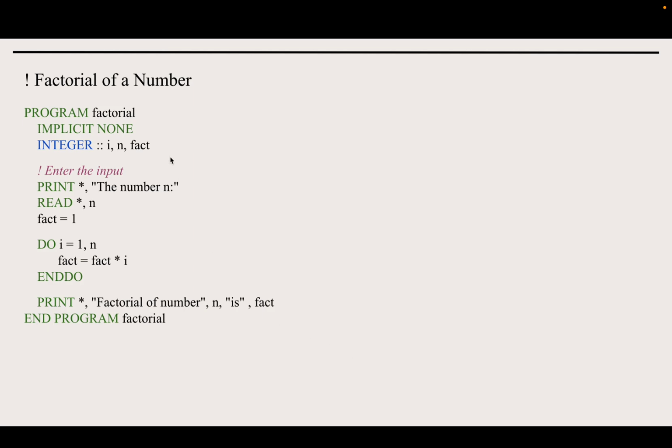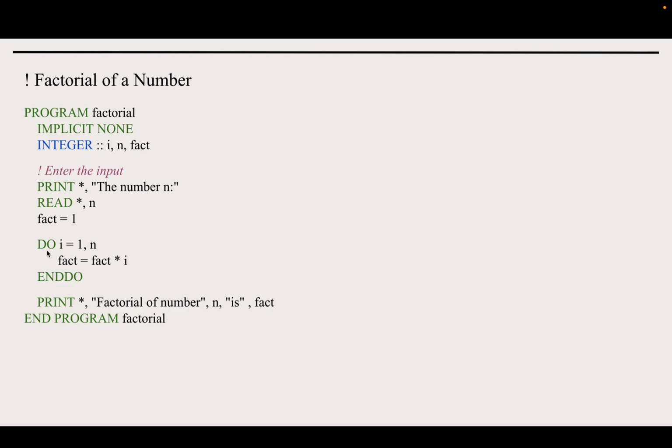So the program for factorial of a number is started with factorial, and here we have taken three variables I, n and fact. Those are in integer data type, and here we want to enter that number of which the factorial will be calculated, and we have initialized our factorial value as 1. As we know that factorial can't be 0, otherwise the entire factorial value will come as 0.